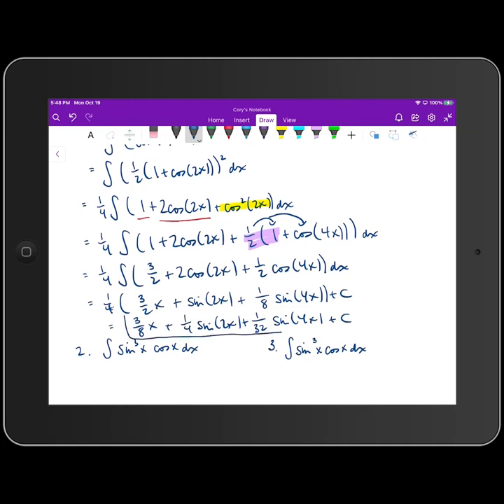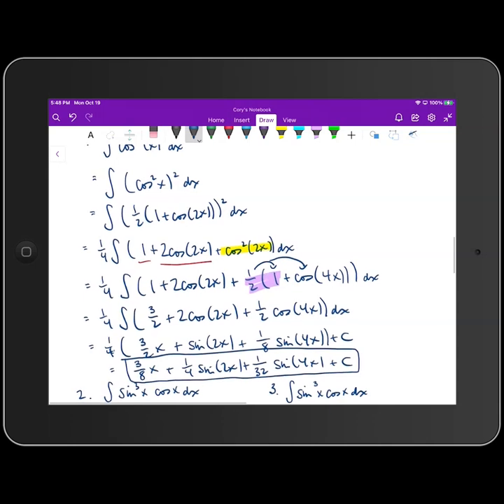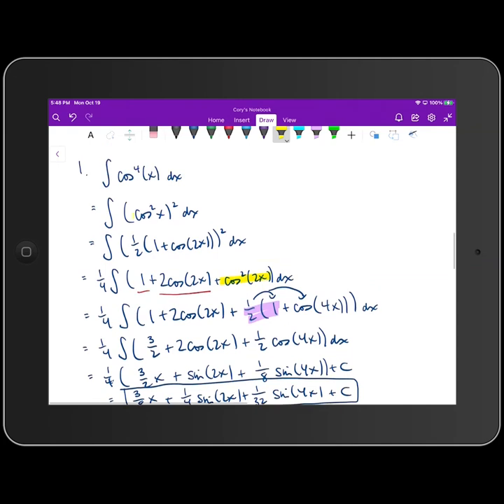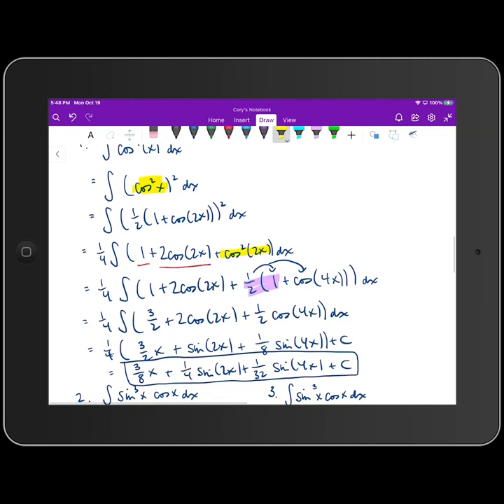In this particular case, we had to use the power reducing formula twice. We used it in our initial step to rewrite this function, and then we also had to use it in the other step that I have highlighted, down two lines further.